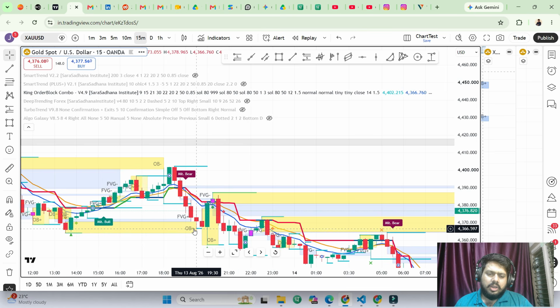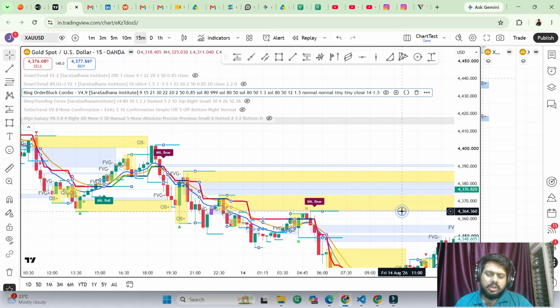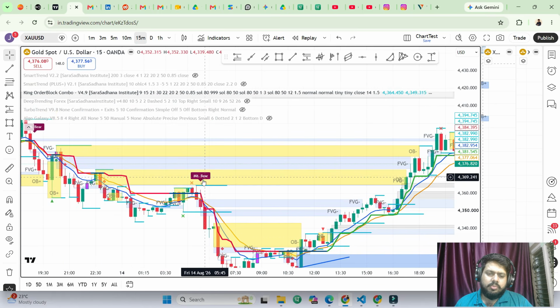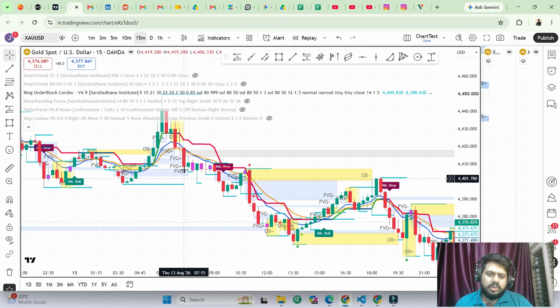Every time whenever it touches here, it will rebound back. Some reaction or other will happen. This is nothing but a mitigated bear and mitigated bull. Two signals are there.